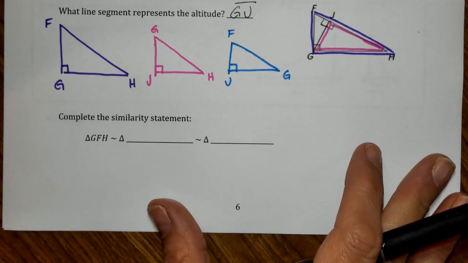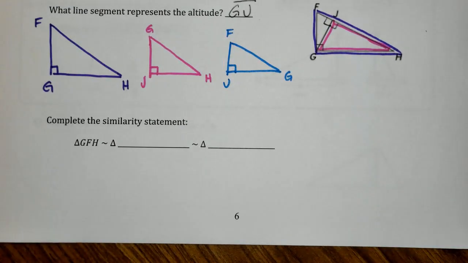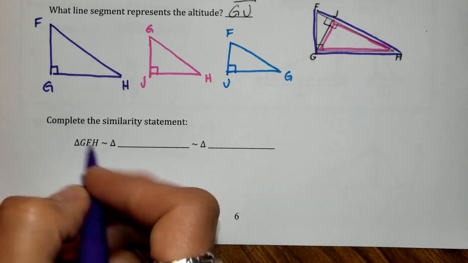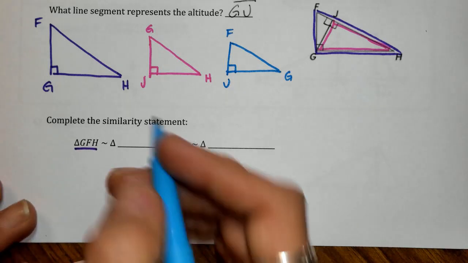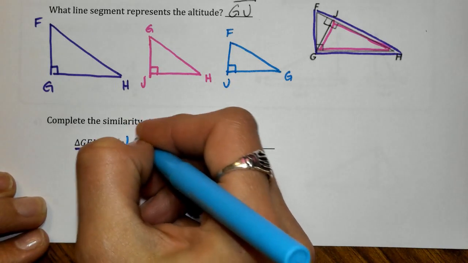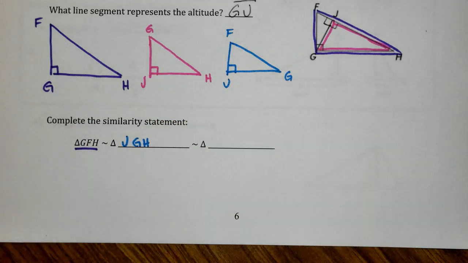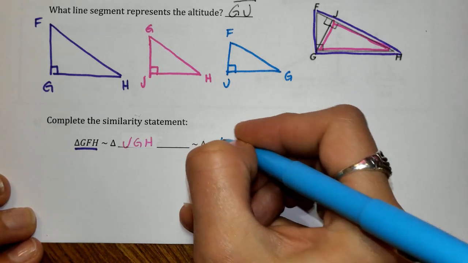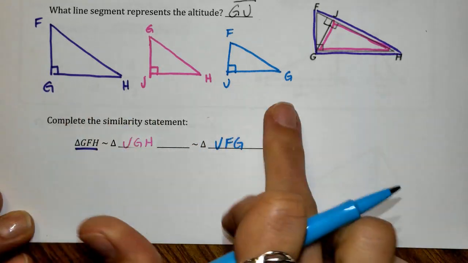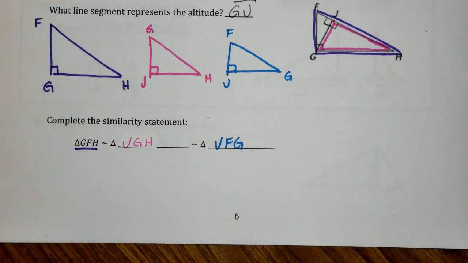And now with these triangles, we're going to go ahead and complete the similarity statement. Here we have, if I drew in my purple color, triangle GFH will be similar to triangle JGH, and will also be similar to triangle JFG. Drawing them out like this will also help us see our corresponding parts.